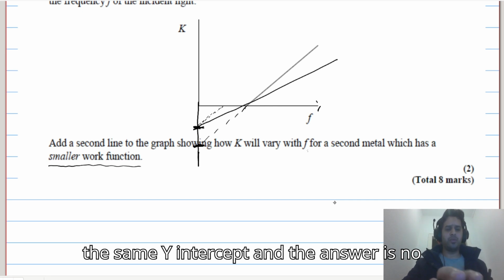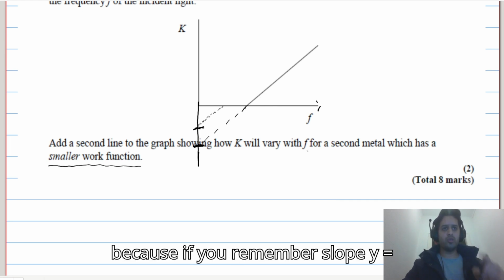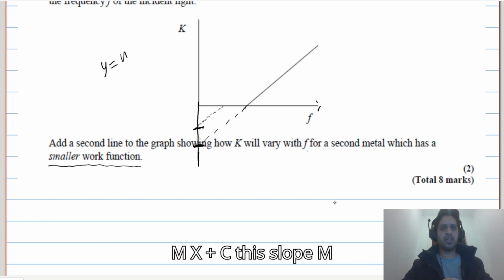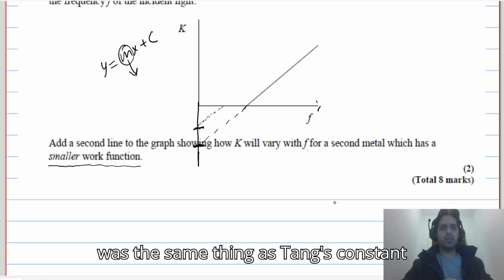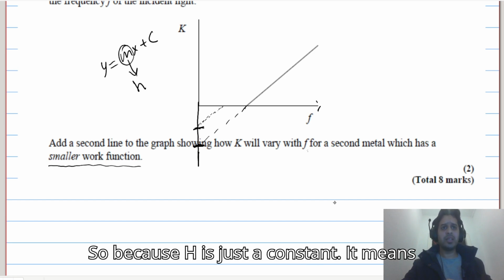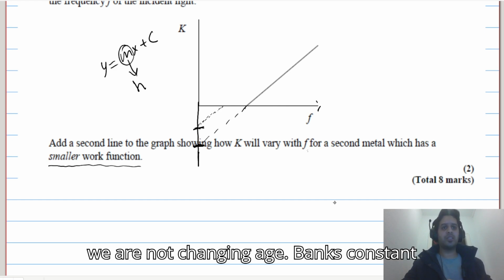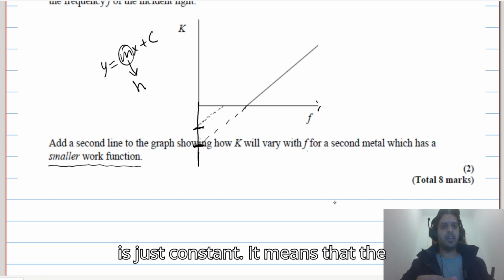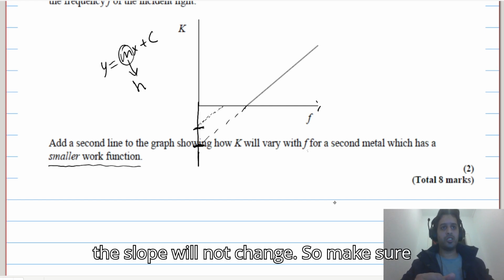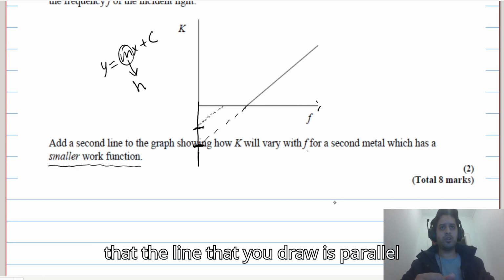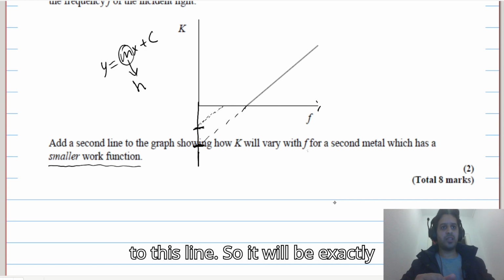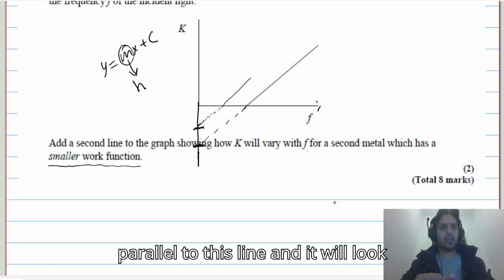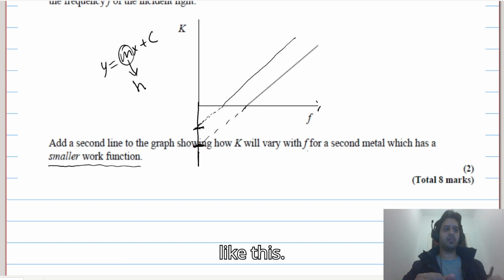And the answer is no, because if you remember slope, y equals mx plus c, this slope m was the same thing as Planck's constant, h, right? So because h is just a constant, it means we are not changing h. Planck's constant is just a constant. It means that the slope will not change. So make sure that the line that you draw is parallel to this line. So it will be exactly parallel to this line, and it will look like this.